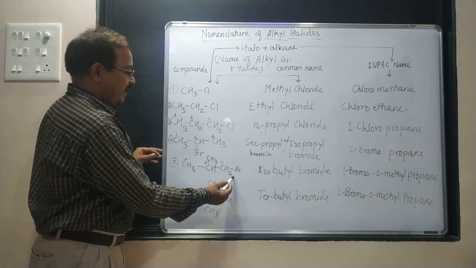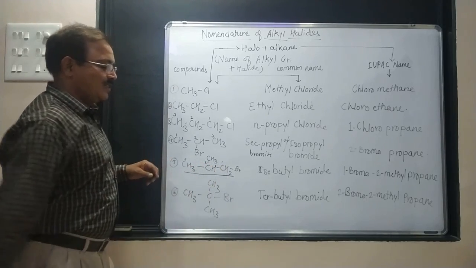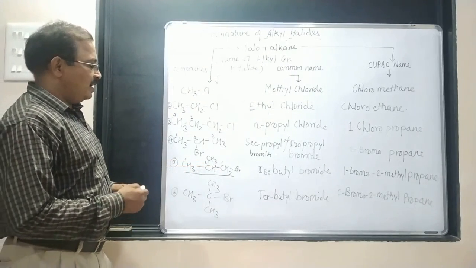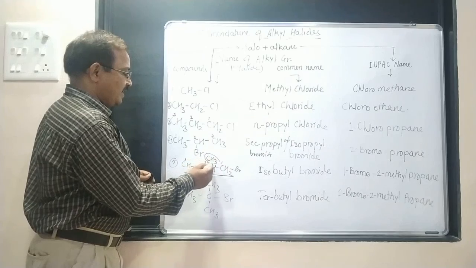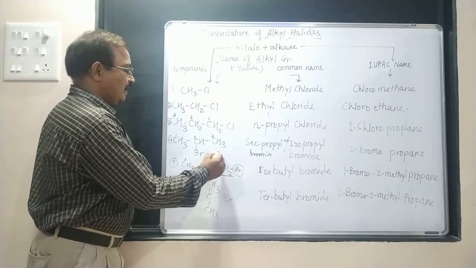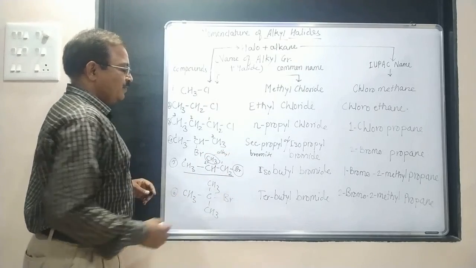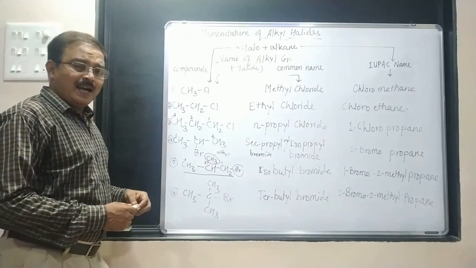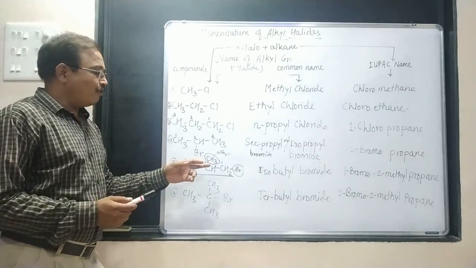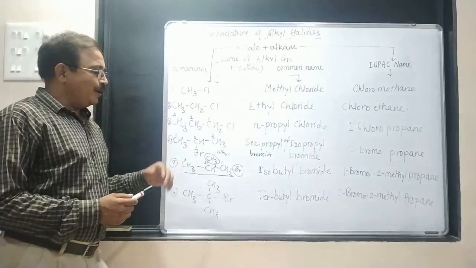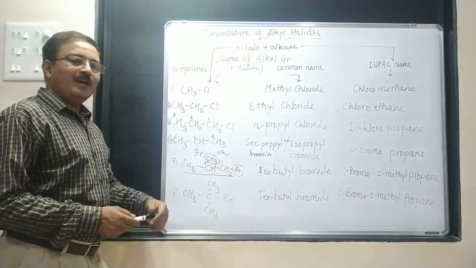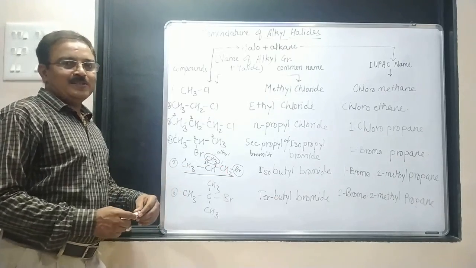Now, fifth one. Again, we can start the numbering from the end which is nearer to the halogen. Now, my parent alkane is containing 3 carbon atoms, and these two are the side chains. The one is a halogen and another is an alkyl group. So now the question arises for which group we can give preference, either the halogen or the alkyl group. According to the IUPAC nomenclature system, the first preference should be given to the halogen and then the alkyl group is named.